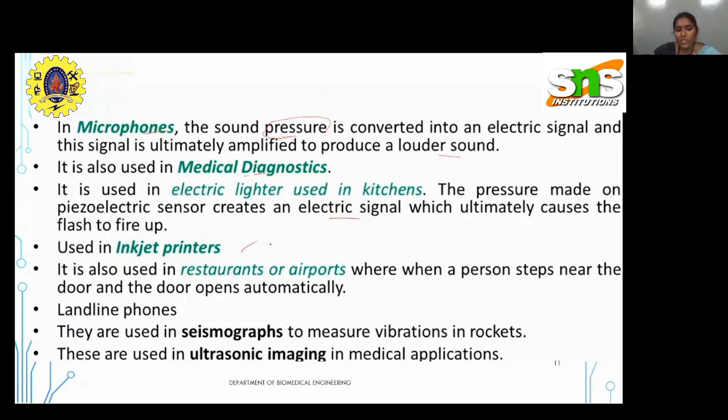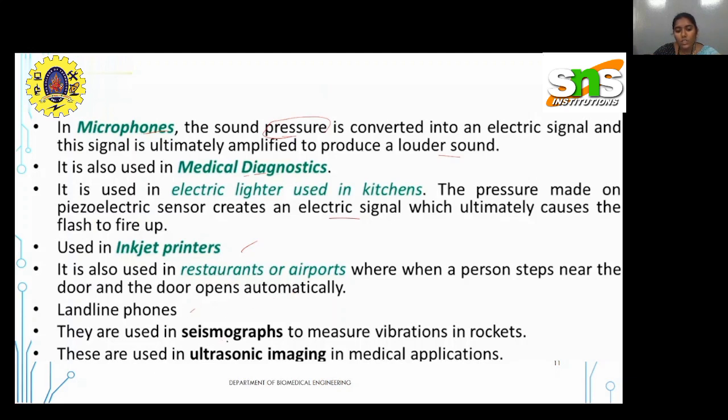Third, you can use it in inkjet printers, and in restaurants or airports you can see automatic doors that open and close. This is all because of the piezoelectric transducer. When an obstacle is near, it will sense the distance and the obstacle, and based on that the doors will open and close automatically.